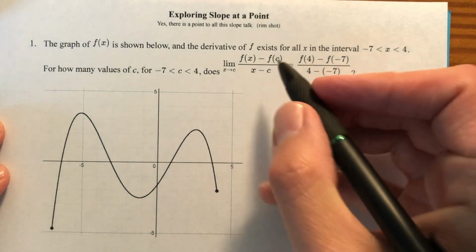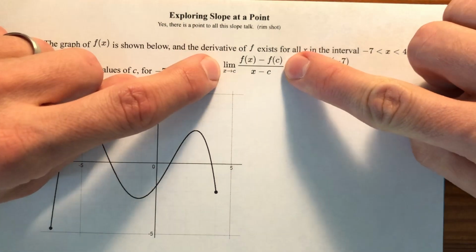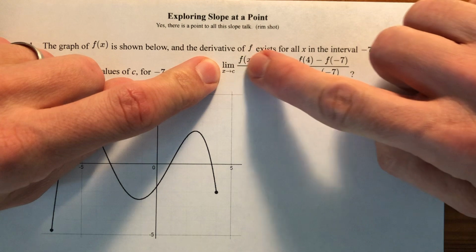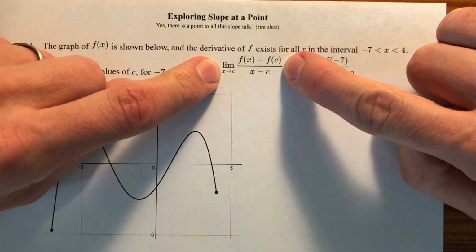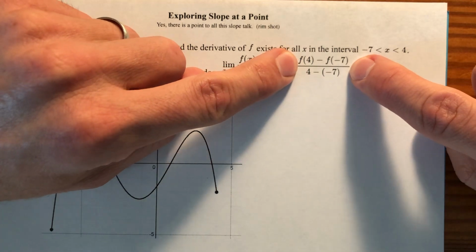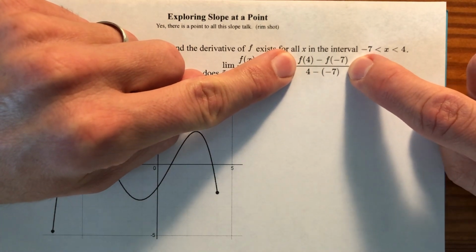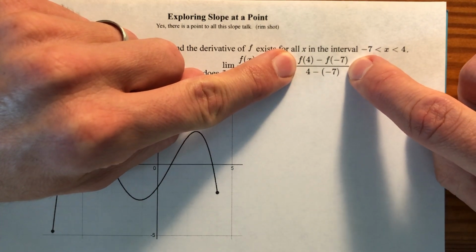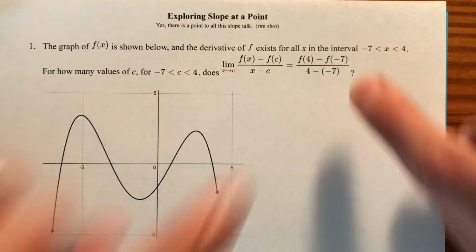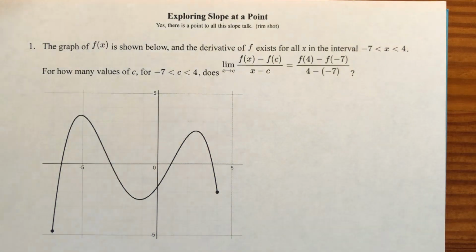This is the alternative form of a derivative. So I am asking about the slope at a point, the slope at any point c. This is the average rate of change from -7 to 4, or from 4 to -7. So what we're looking at here is slope at a point.